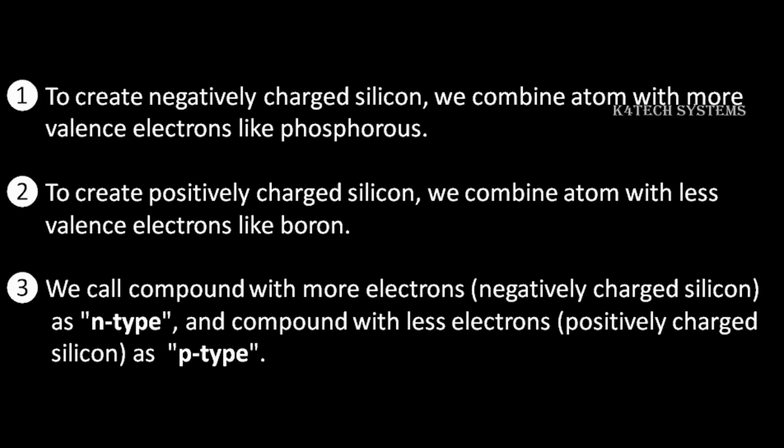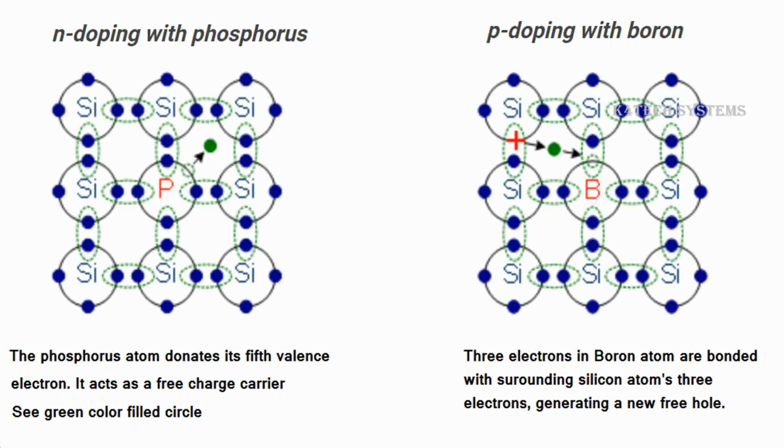In short, to create negatively charged silicon, silicon is doped with atoms having more valence electrons. To create positively charged silicon, silicon is doped with atoms having fewer valence electrons. A compound with extra electrons is called n-type and one with fewer electrons is called p-type. You can see on screen n-doping with phosphorus and p-doping with boron.